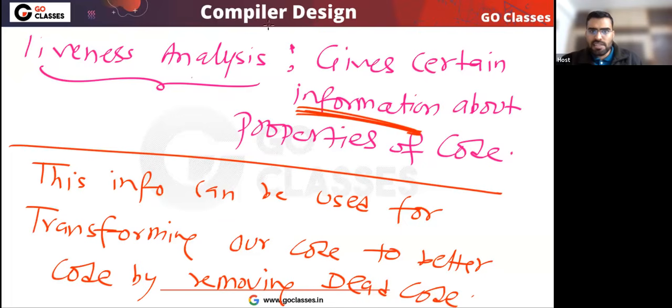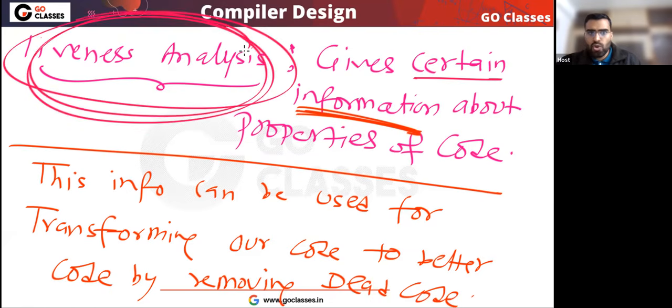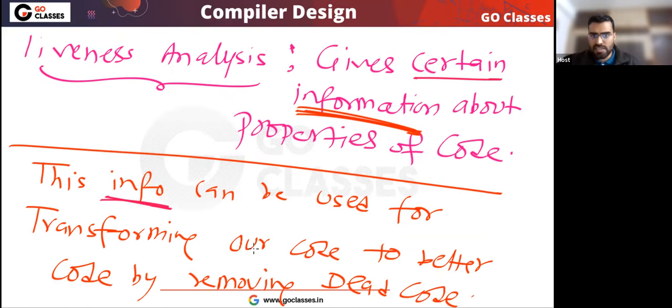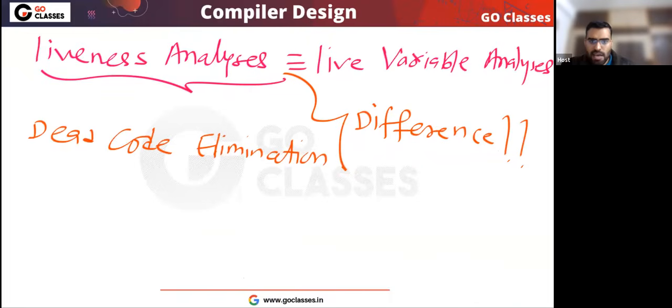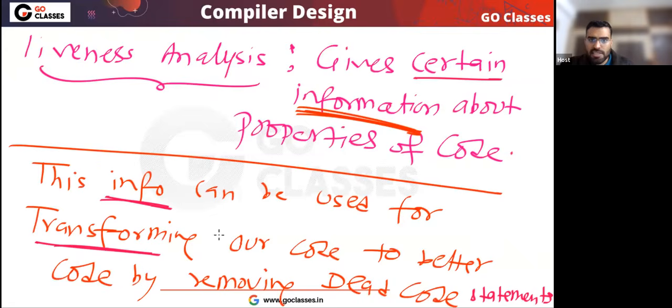Tell me. Liveness analysis will give you some information. It will say which variable is live, which variable is dead. This will not do anything else, no transformation. Now this analysis can be used for transforming our code to better code by removing dead code statements. Yes or no? Do you agree or not? We have already seen this in the last 3 lectures, but I'm again telling you the difference between analysis and this.